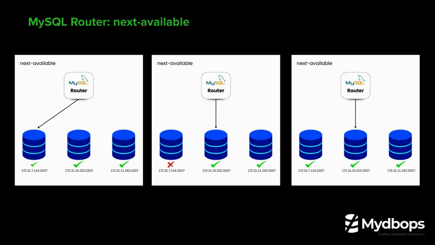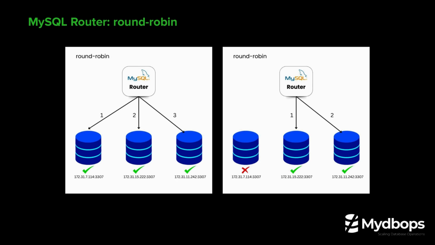Yeah, so next available is similar to first available. Where it changes is that after switching to the second server, even though the first server comes back online, it will not route connections back to the first server. It still persists on the second server. So this is the next available.